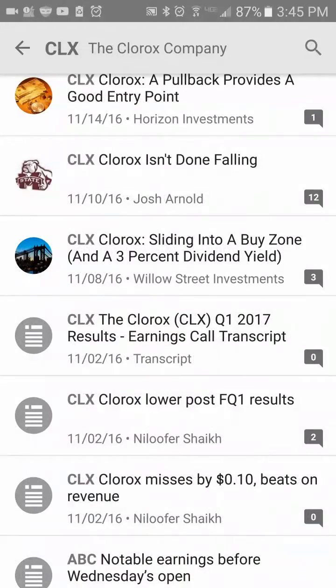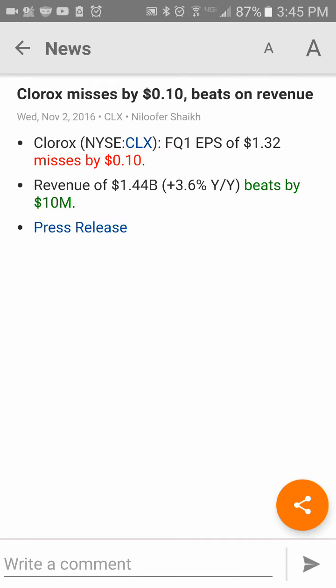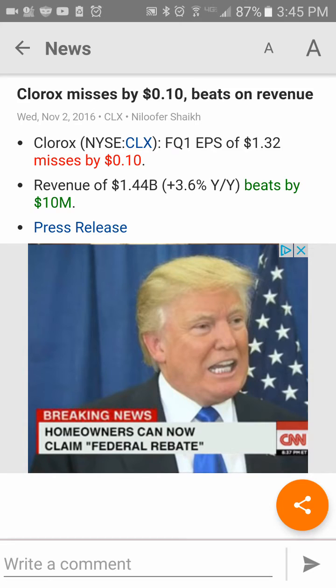But what I'm specifically looking for, which Seeking Alpha does, which I love, is right here, this article. CLX Clorox misses by 10, beats on revenue. Basically two numbers. I'm looking for the EPS, which is the earnings per share, and I'm looking for the revenue. So right here you can see Clorox earnings per share of $1.32 missed by 10 cents. And the revenue of 1.44 billion beats by 10 million.